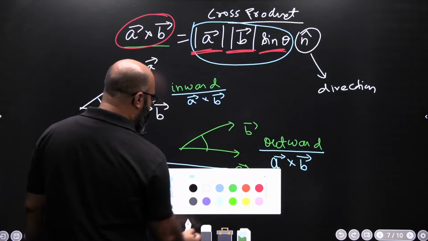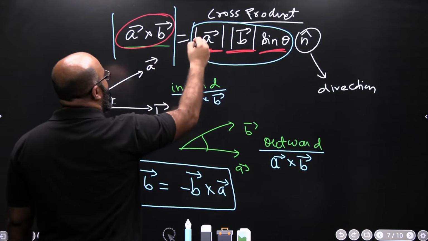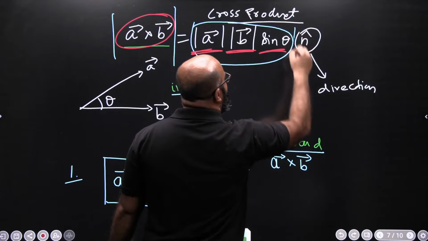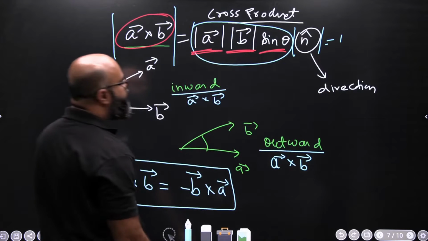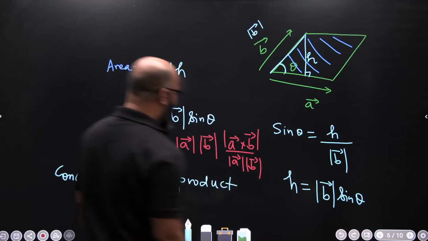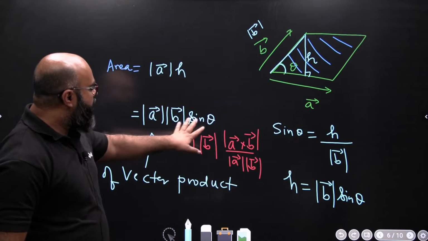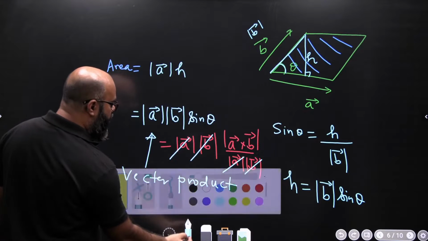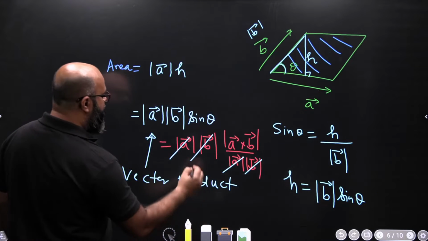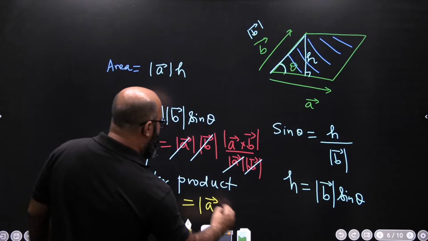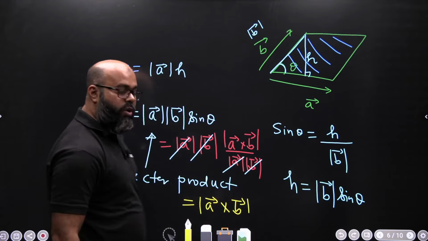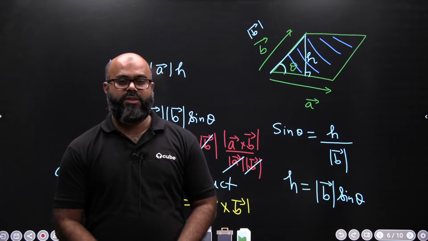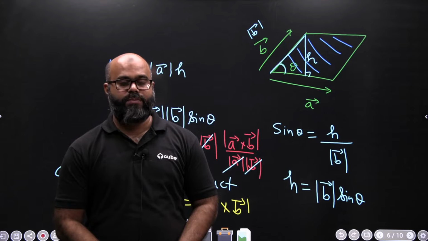So if you take mod on both sides, this is also mod. This is already mod, this is already mod, and this sin theta we are taking as an acute angle. This mod will be equal to 1. So this sin theta would be written like this, and you will cancel mod A mod B, and you will get finally mod of A cross B. So this is an application of the cross product of vectors, that is, the area of a parallelogram whose adjacent vectors are A and B is equal to mod of A cross B.